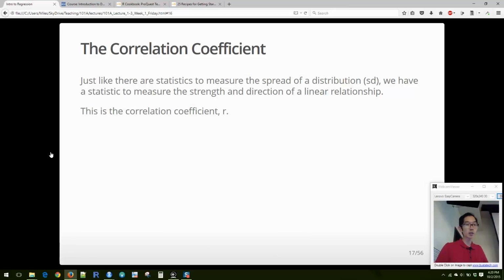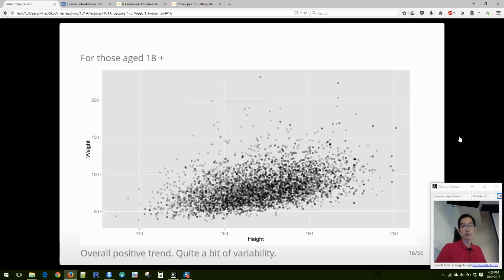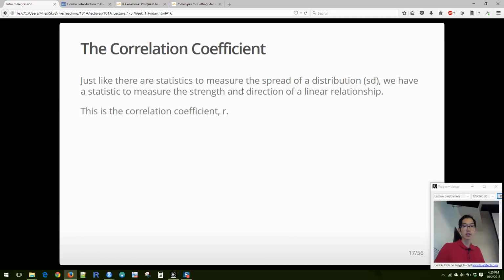We can describe the trend, the strength and direction of a linear relationship, with the correlation coefficient R, okay? So the correlation coefficient R is just like any other statistic. You've got the standard deviation, which quantifies the amount of spread, this concept of how much variability there is. Correlation coefficient, we've got the concepts of strength and direction, and R quantifies it.